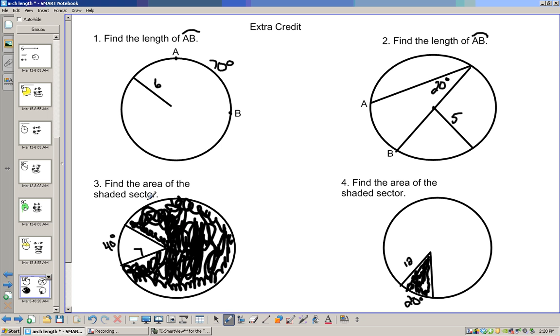For 3 and 4, tell me the area of each of the 2 shaded areas. Show all of your work, show the ratios and how they're set up. Turn it in to Mr. Riddle, get your extra credit.